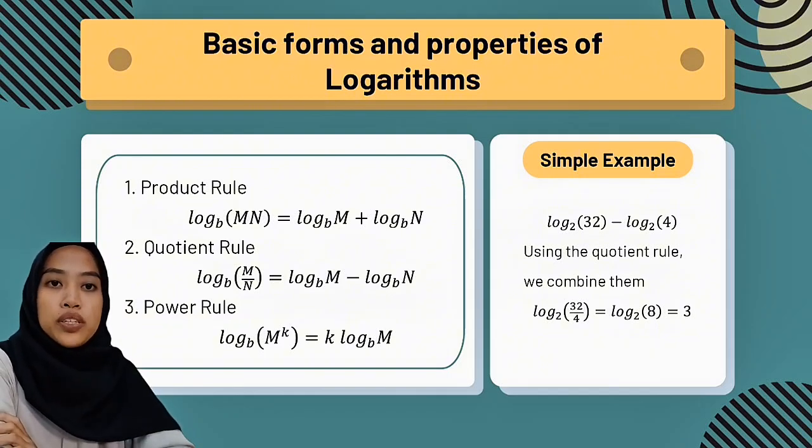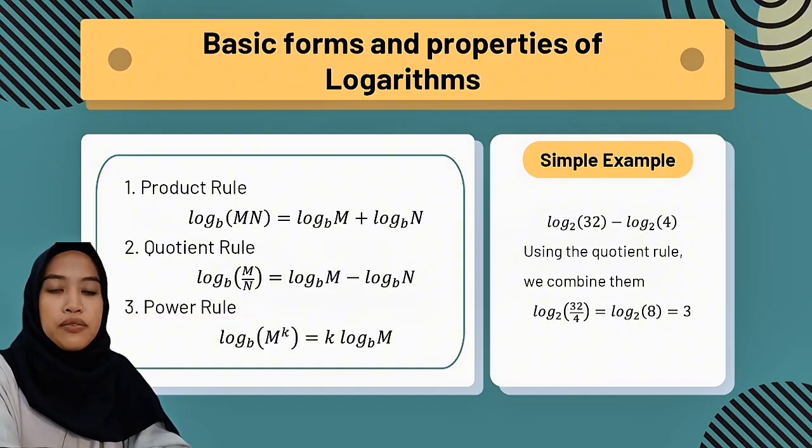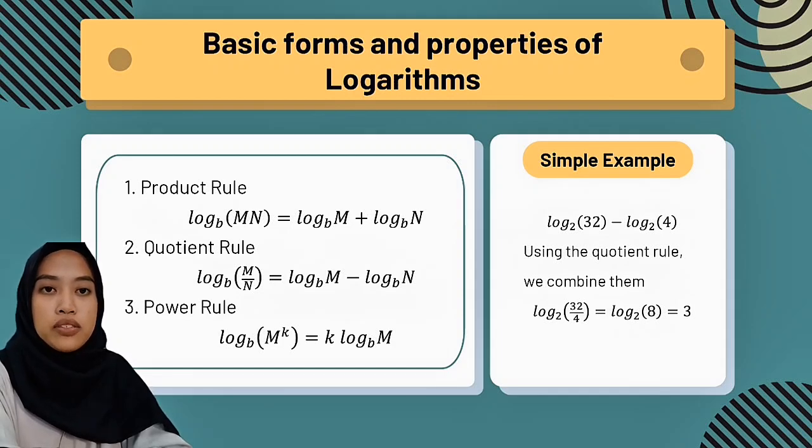All three properties, product, quotient, and power, come directly from exponent laws. Every time we multiply, divide, or raise a number to a power, we're basically manipulating exponents. Since logarithms are exponents, these rules naturally follow.